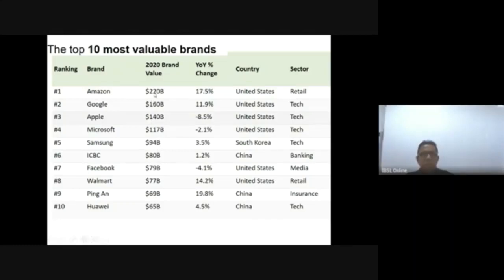If you look at Amazon, it is about 2 to 3 times more valuable than Sri Lankan GDP. Google is about 2 times our GDP. So this brand value is the value somebody would have to pay for the brand name if they wanted to buy Google, which is around $160 billion.